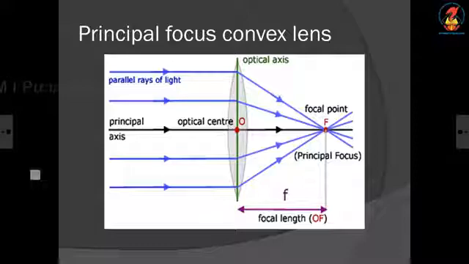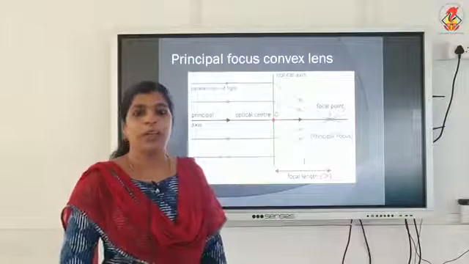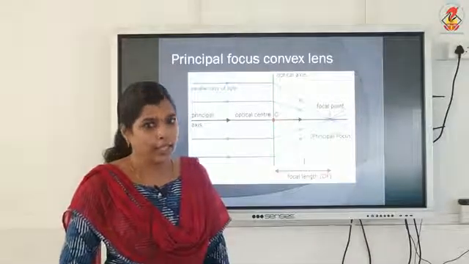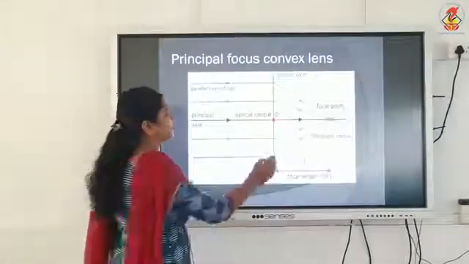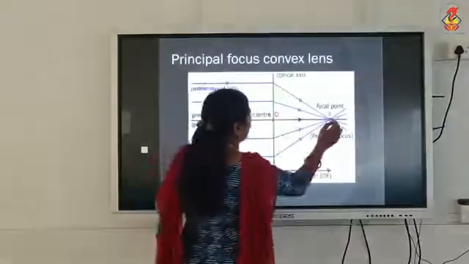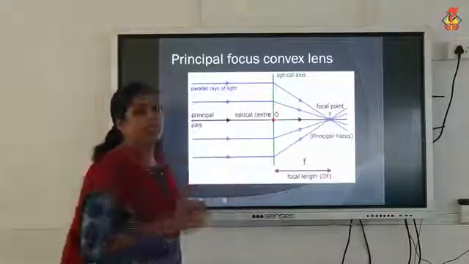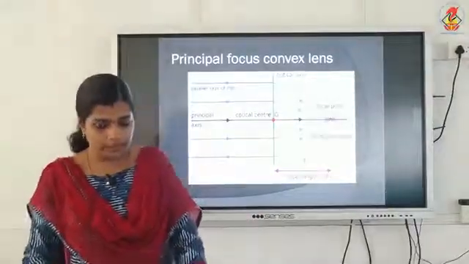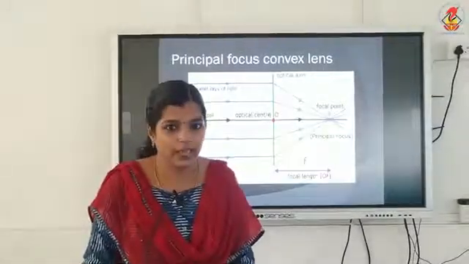So, light rays passing through the lens will refract and all the refracted rays will meet at a point on the principal axis. That point is known as a principal focus of convex lens. The distance between the optic center and the principal focus is known as the focal length. Just mark it in your textbook. Page number 177.